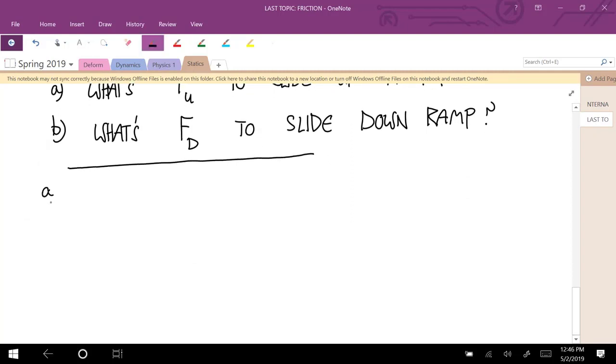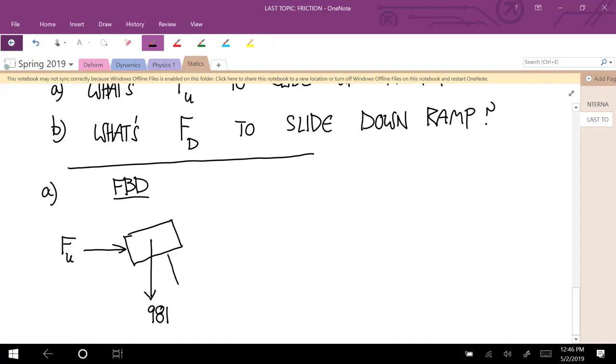Okay, so for part A, let's draw a free body diagram. We have a weight force of the mass times 9.81, so 981 newtons. And we're trying to get it to slide up the ramp, so I'm only going to deal with this force on this one, and that's not the right direction, it's horizontal. So that's FU.